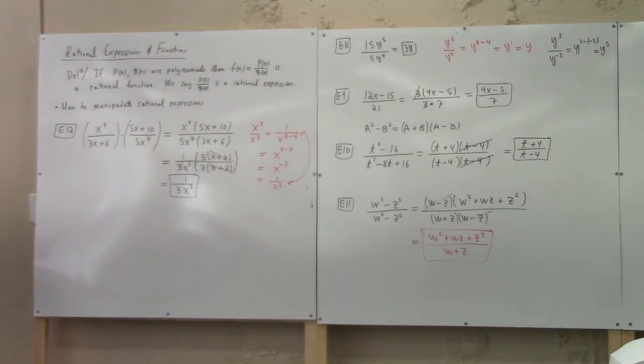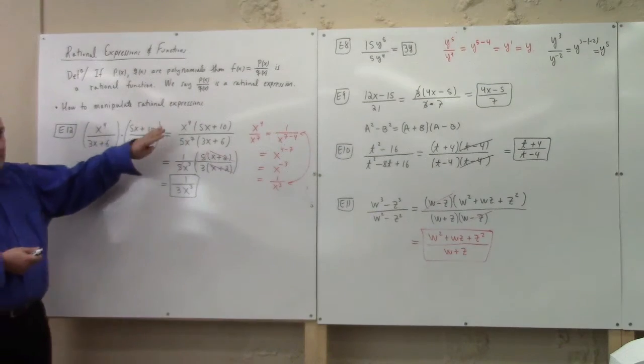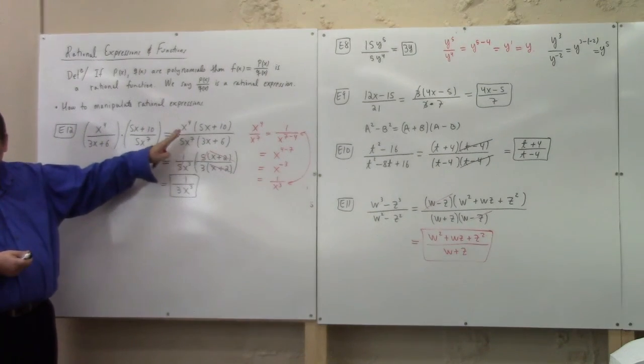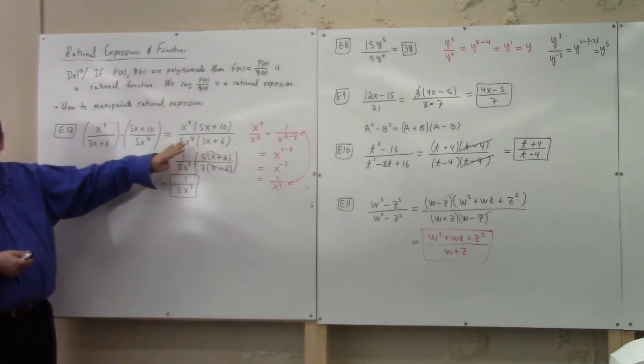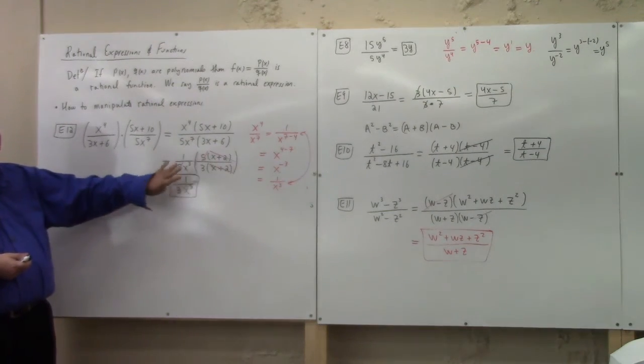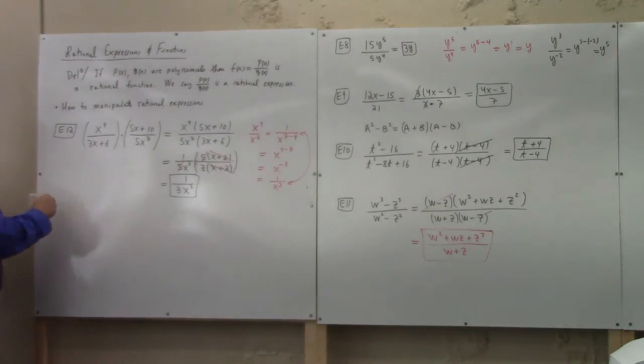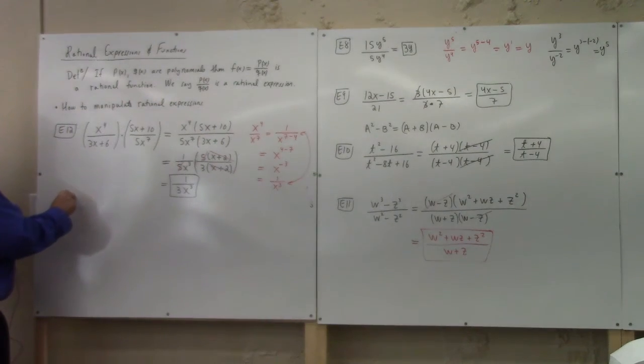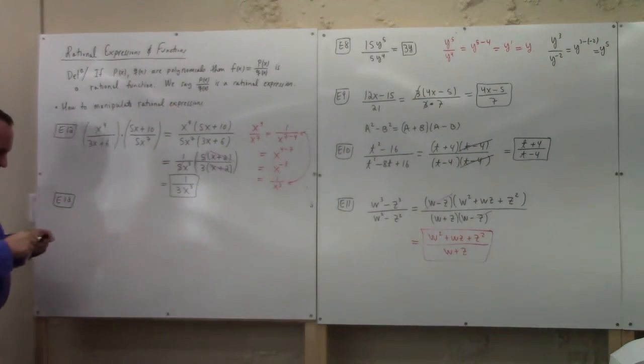What I'm trying to say is in the process of doing simplifications, you can change the domain of the rational expression. Simplification can change domain. But we'll come back to that idea later if we need to.